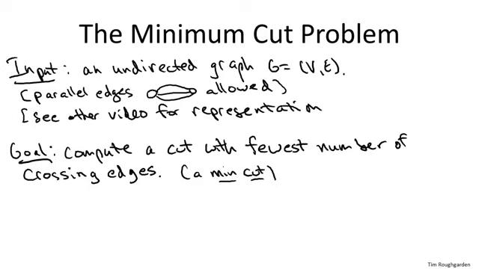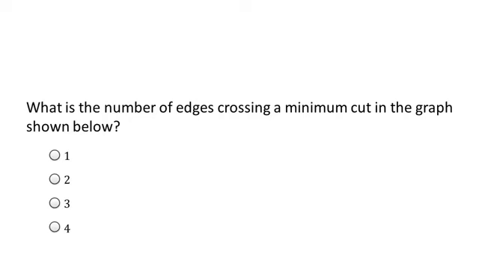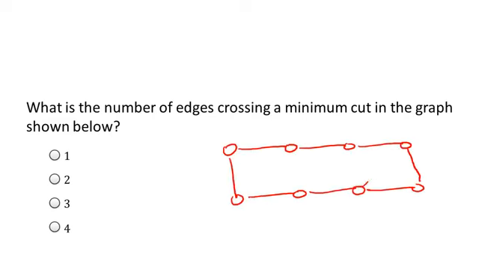Okay, so I want to make sure that everybody understands exactly what the minimum cut problem is asking. So let me draw for you a particular graph with 8 vertices and quite a few edges. And what I want you to answer is, what is the min cut value in this graph? That is, how many edges cross the minimum cut, the cut with the fewest number of crossing edges?